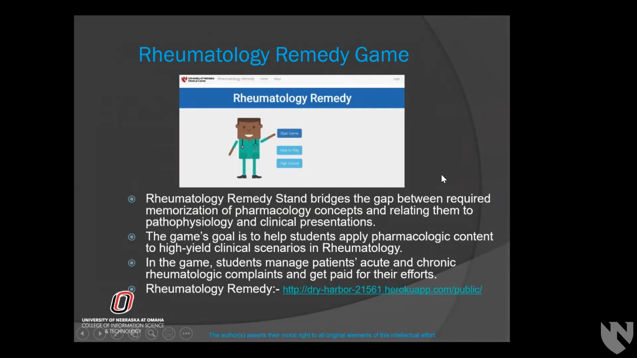Similarly, we have done some games, like a rheumatology game where you can actually play the game and learn concepts relating to the pharmacological aspects of different clinical scenarios in rheumatology. Again, this is actually still available to view online.